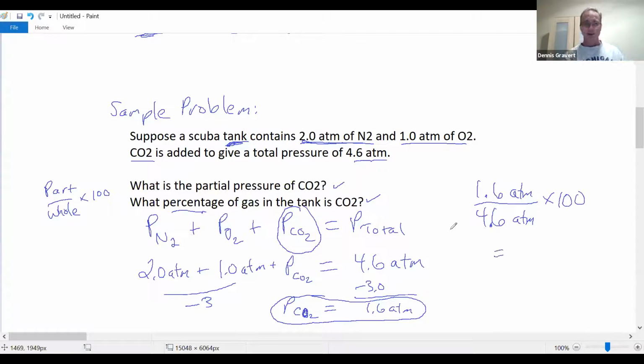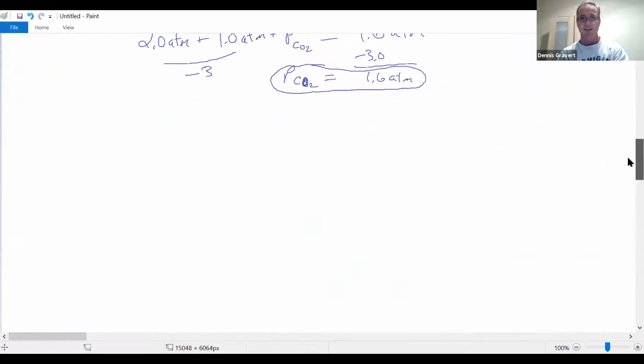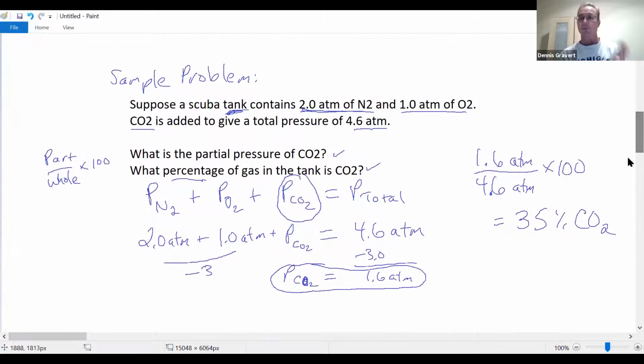And so if you get your calculator out, 1.6 divided by 4.6 is about 0.3478 times 100. Let's use 2 significant figures. I got 35%. That's 35% carbon dioxide in that scuba tank. Cool. All right, I think that's Dalton's Law. If you take more chemistry, you can go farther with this.